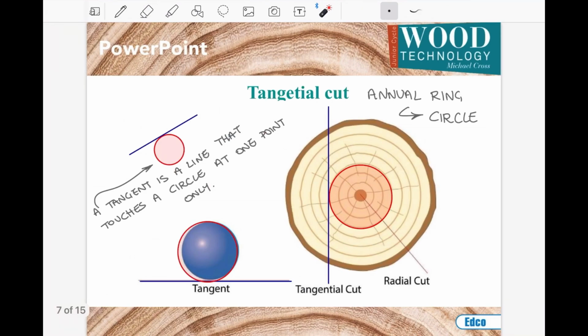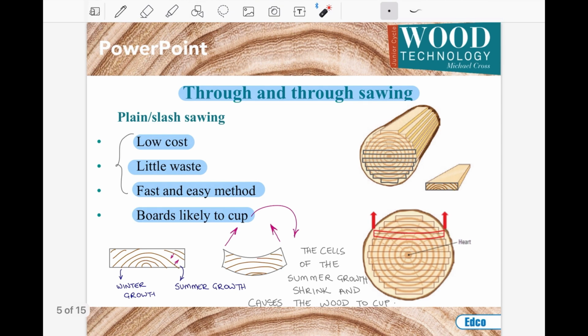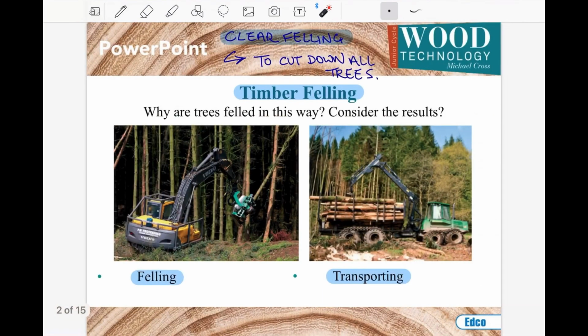In the next class, then, I'm going to give you a question on conversion. Okay, so go through it, see what you can do. Remember, felling, cutting down of trees, clear felling, cutting down all the trees. Conversion means changing timber into boards of more usable size. We have 3 methods of conversion, through and through, quarter sawing, tangential sawing, and there are various positives and negatives to that, and you need to know them.